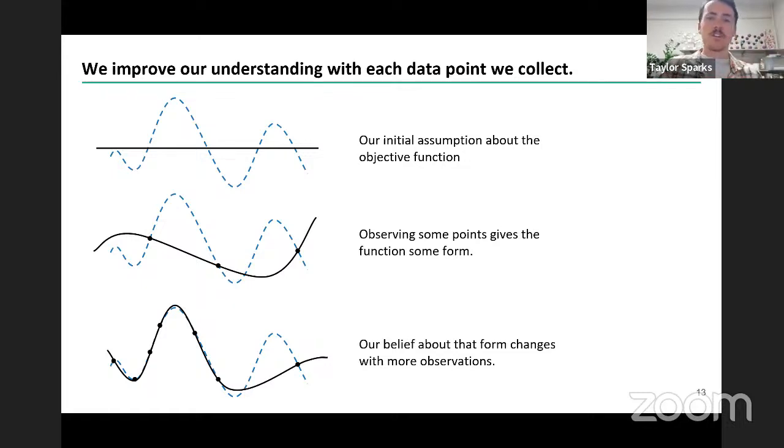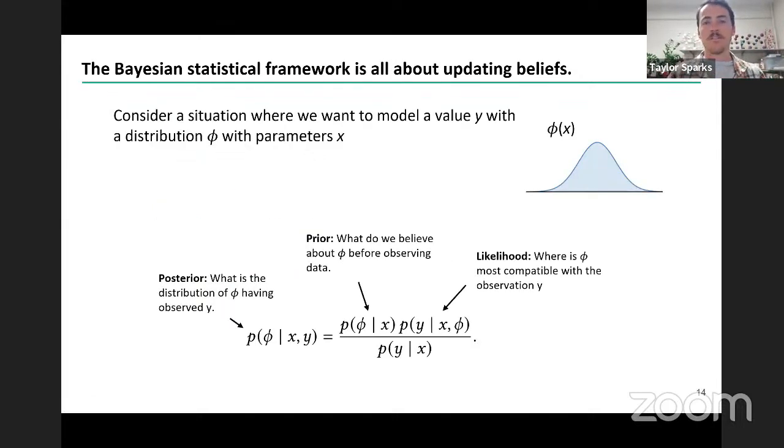So let's say initially you have no idea what the objective function looks like. So your surrogate model is just a flat line. And then you collect a couple data points and you're like, okay, maybe this is one potential solution for the surrogate model to learn the objective function. And then you collect more data, you're like, nope, that wasn't right. Maybe this is a better one. This process of being able to update our beliefs is the entire basis of Bayesian statistics. And we're here talking about Bayesian optimization.